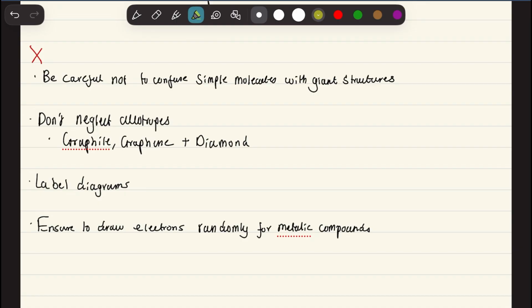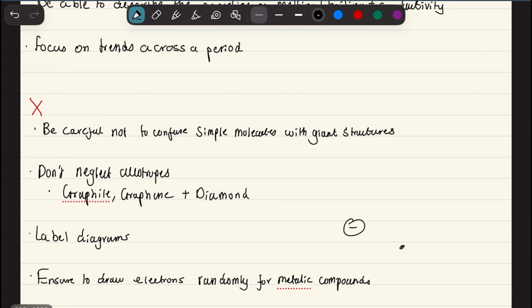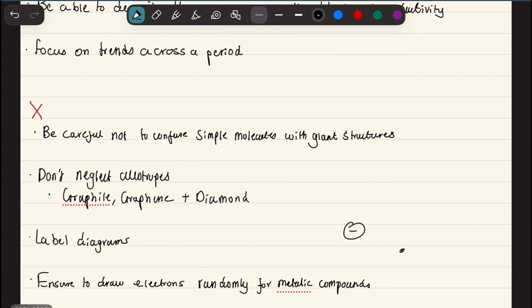And then with giant metallic compounds, it's very important that when you're drawing it, you draw it correctly. So draw the electrons randomly about. It doesn't even need to be anything fancy, it can literally just be a dot. If you say that dot is an electron, the examiner is going to allow it. And then make sure that the metallic lattice is ordered. Make sure that the metal cations are quite ordered. That's what they're really looking for.